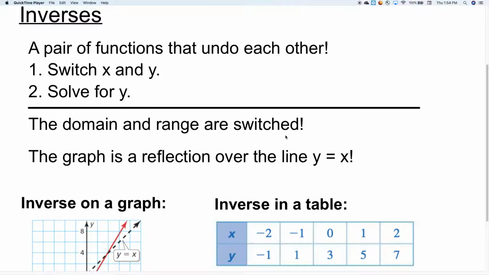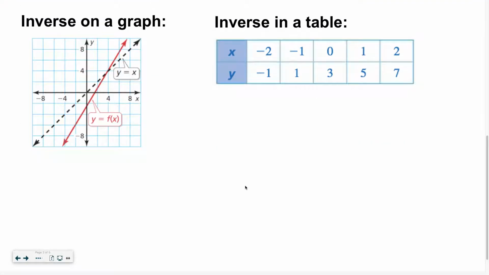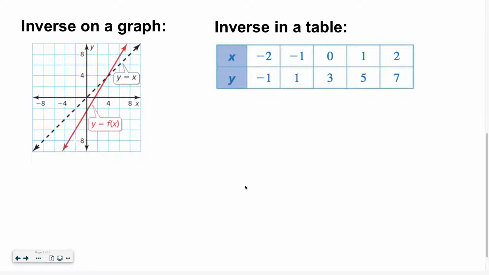Okay. Now, on this slide, I'm just going to talk about 2 really basic examples. We're going to do an inverse on a graph and an inverse in a table. Okay. But the majority of the time, I'm going to be asking you about inverses as equations. Okay, but still, it doesn't matter. I could ask you about a graph. I can ask you about a table. What's the one thing you need to remember about inverses? X and Y switch. Okay.